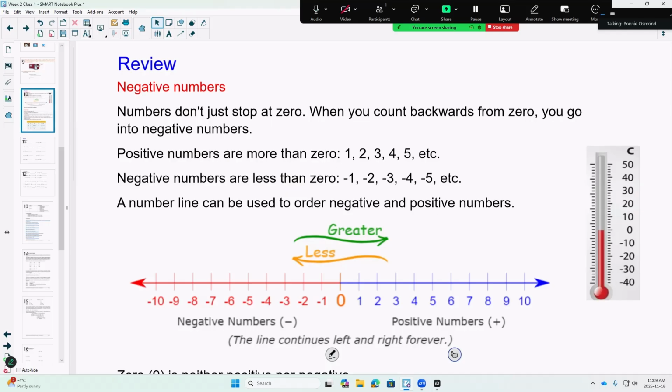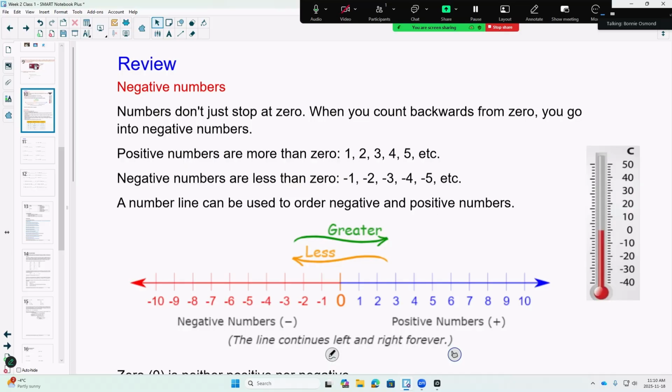Okay, so moving on. Today we are going to first of all start off with a review of what we talked about last day, and then we'll move on to subtracting integers, I believe. So first of all, just a quick review of negative numbers.